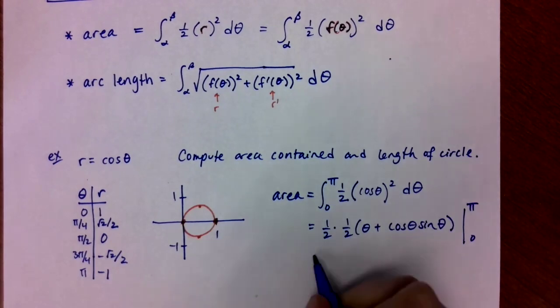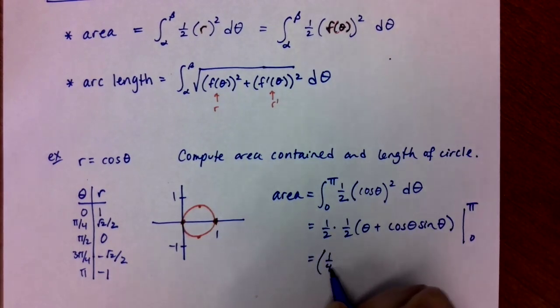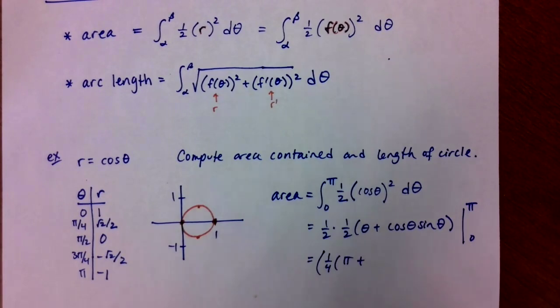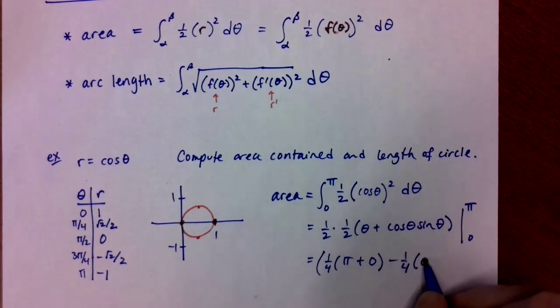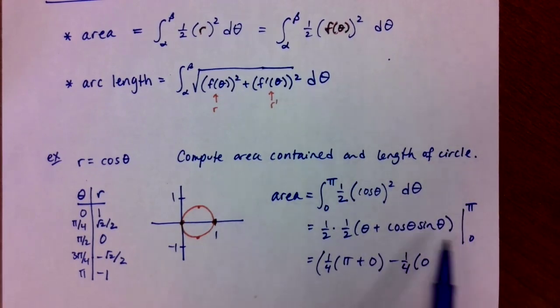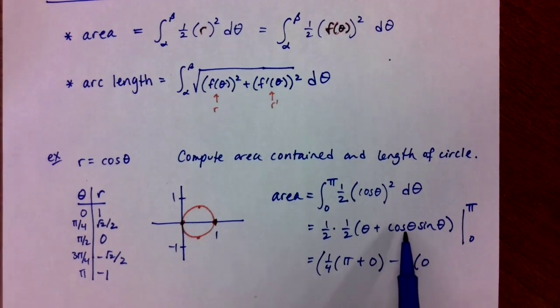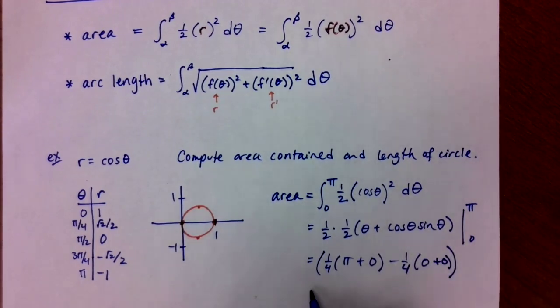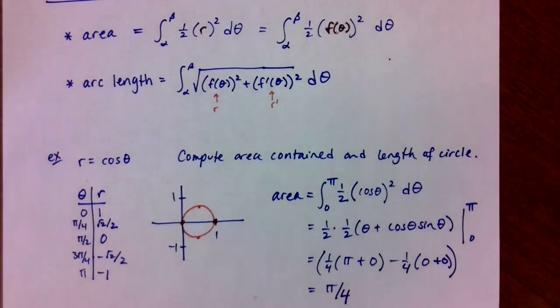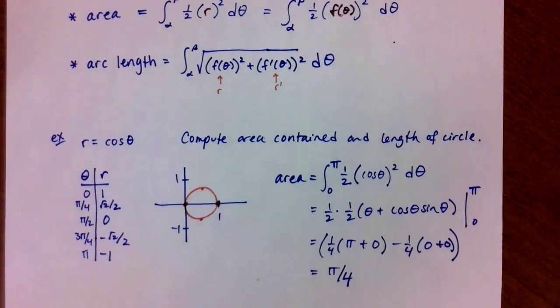All right, so this is 1/4 pi plus sine of pi, which will be 0, so that zeroes that out. And then when we plug in 0, theta is 0 here, and sine of 0 is also 0, so this whole thing zeroes out, and we get pi over 4. So that would be the area contained within that circle, which is also what you would get if you checked it with geometry. It'd be pi r squared with the radius of this circle being 1/2.